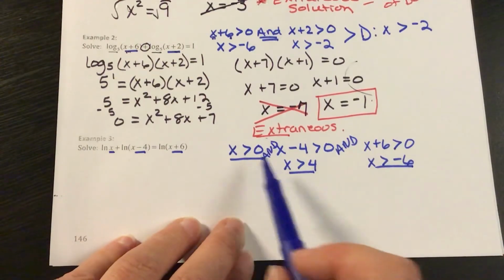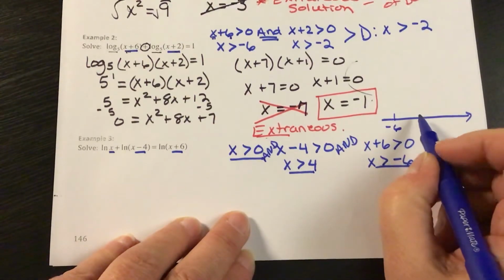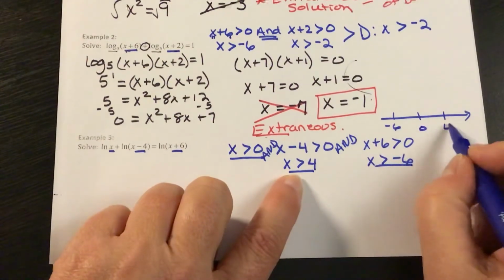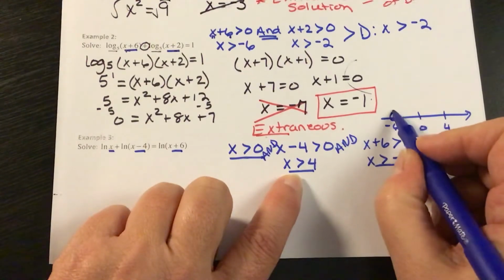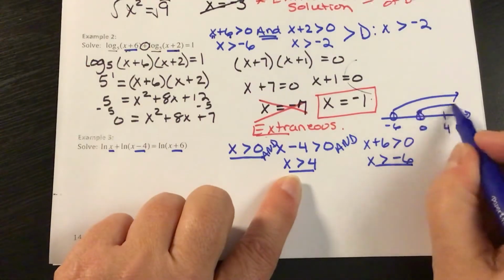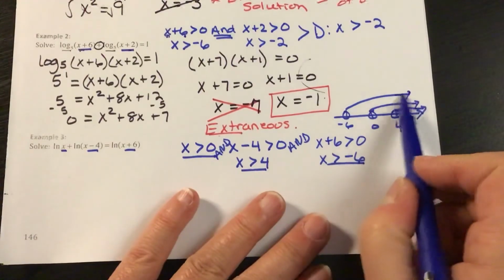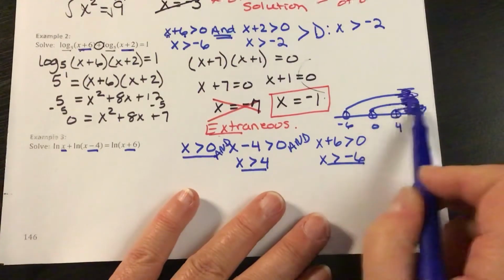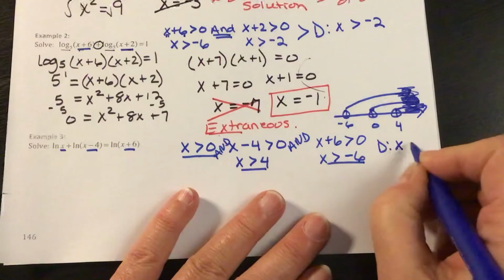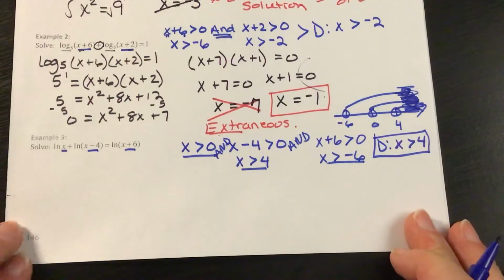All right, so if I were to put these on a number line, I'm just going to do that over here. So here's negative 6, here is 0, and here is 4. The numbers greater than negative 6 are this way. The numbers greater than 0 are this way, and the numbers greater than 4 are this way. And the only numbers that overlap are the numbers that are greater than 4. So my domain here is x has to be greater than 4. Okay, so that's my domain.